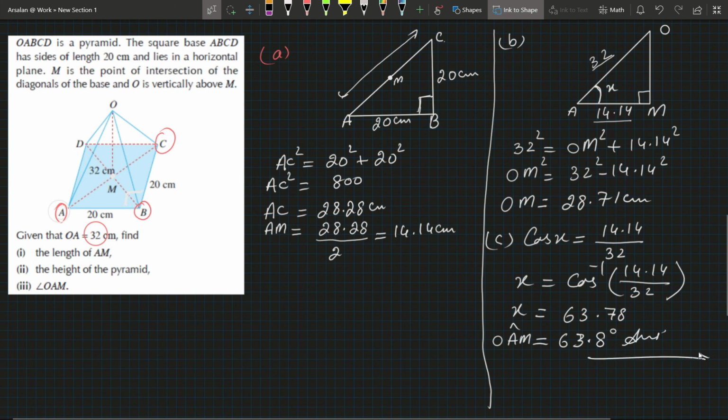So that's how we apply trigonometry in 3 dimensions. I hope you'll practice these questions, and if something is not clear, please mention it in the comments. I'll make a special video for you to clear all the questions, right? Thank you very much.